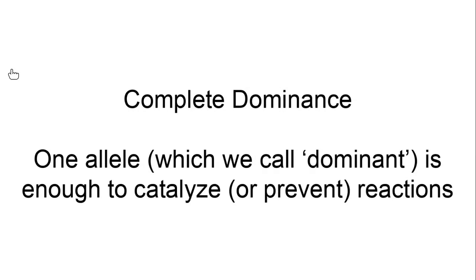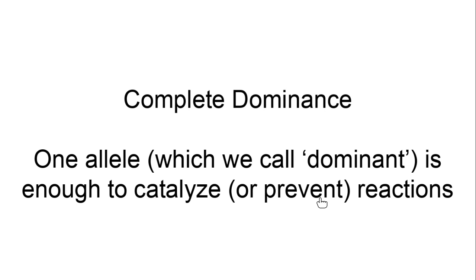Okay, now we'll get to the little more complicated cases. So for example, complete dominance. You have one allele, that's the dominant allele, that is enough to catalyze a reaction. Or if that allele is preventing a reaction from happening, and having one allele preventing, that's also the dominant allele.